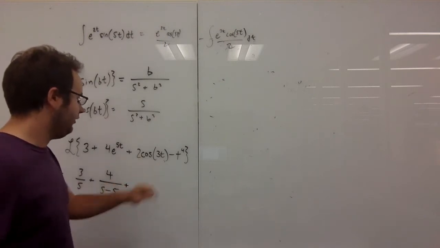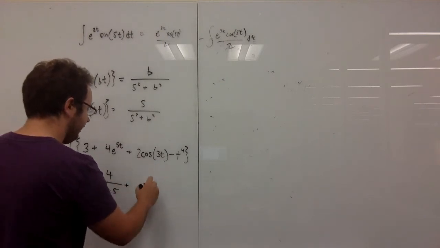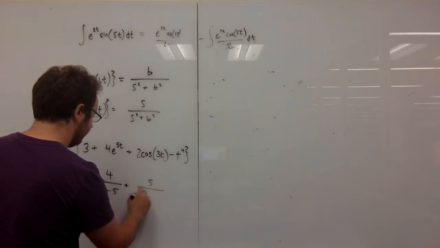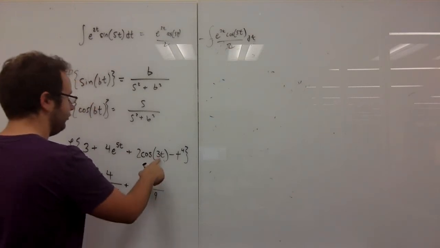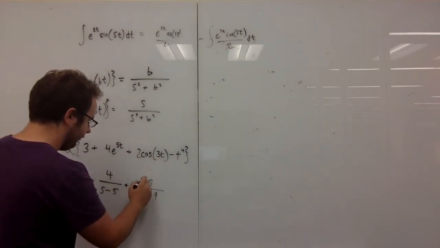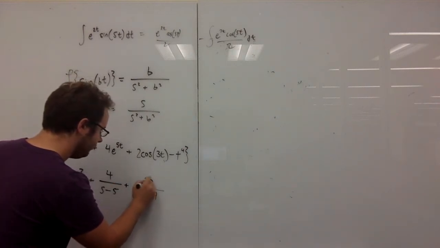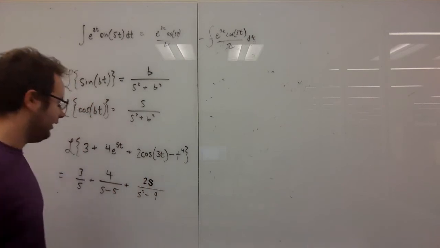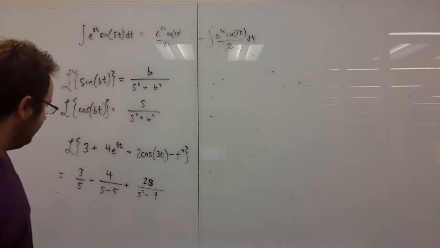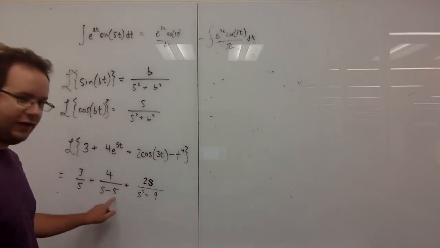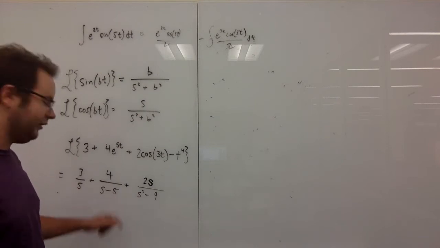Laplace transform of 2 cosine 3t. We know that cosine 3t produces s over s squared plus 9, because that's b squared. And we have the 2 there, so we carry the 2 through. So it's not 25, it's a 2s. A lot of people don't like how my s's look like my 5s.